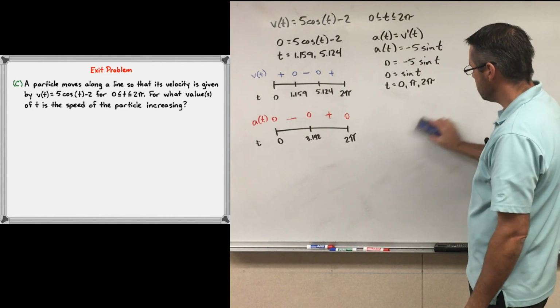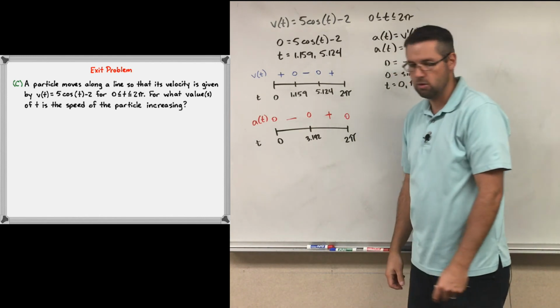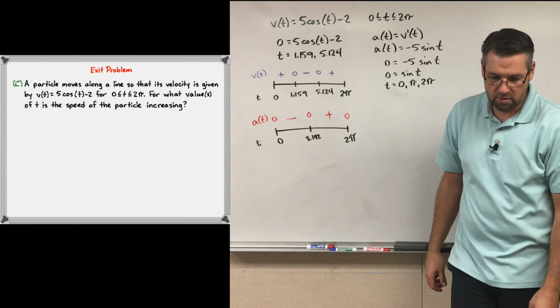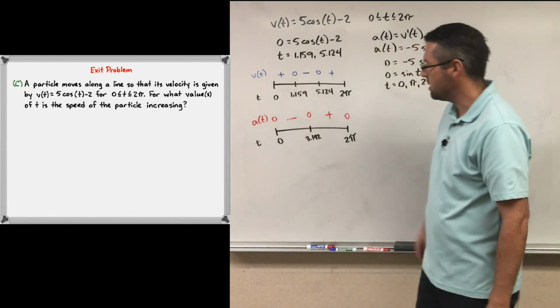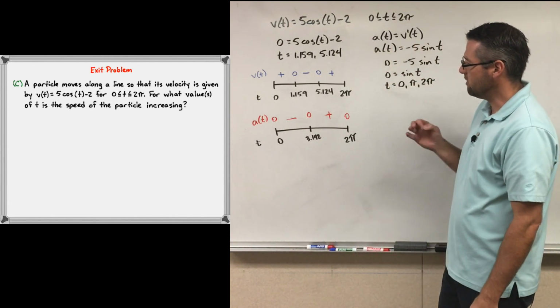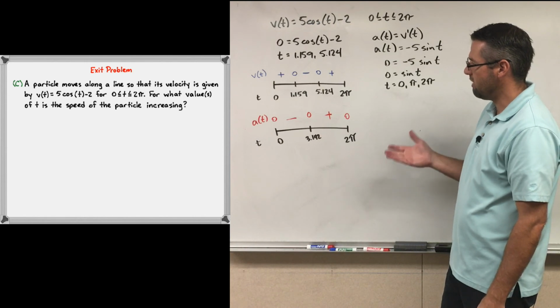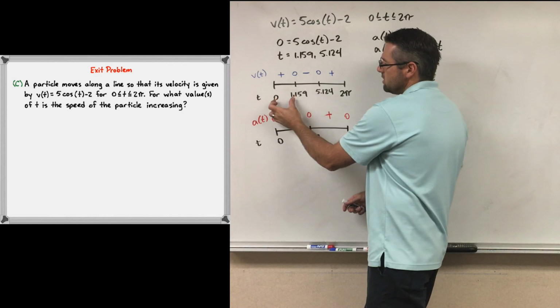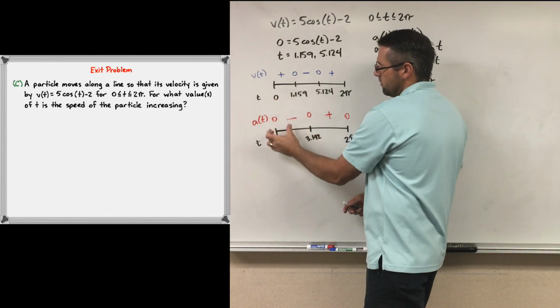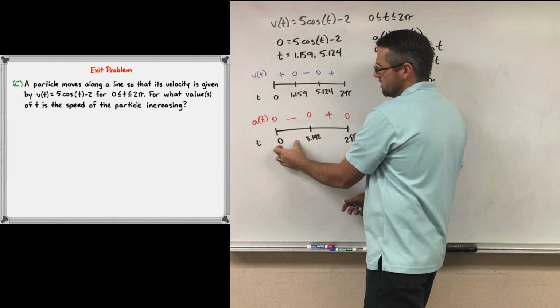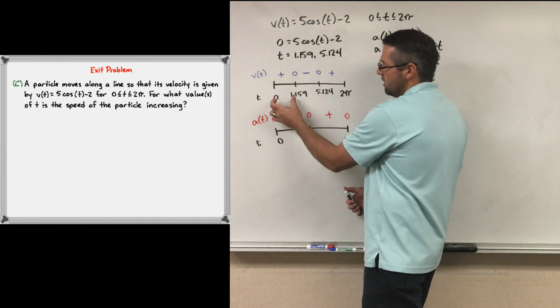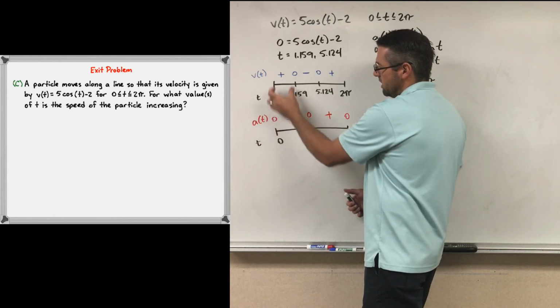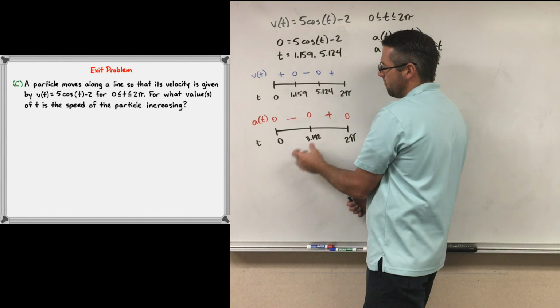But now remember what we're looking for. We're looking for when the particle is speeding up. When is the speed increasing? Speed is increasing when velocity and acceleration have the same signs. So if I just look at these intervals on the velocity, velocity is positive over that interval. Well, over that same interval in acceleration, it's negative. So we're not speeding up. In this interval, we're actually slowing down because the velocity and acceleration are different signs.